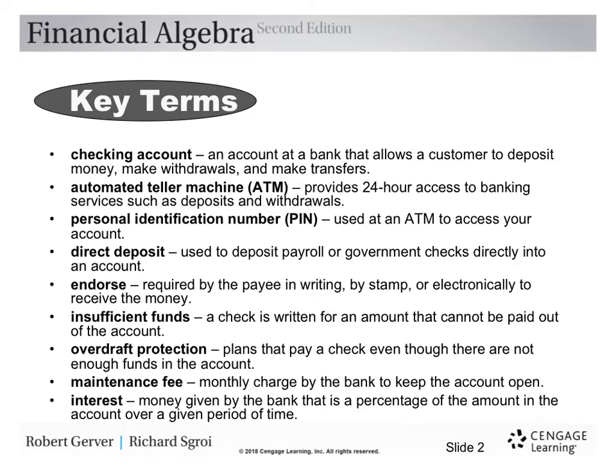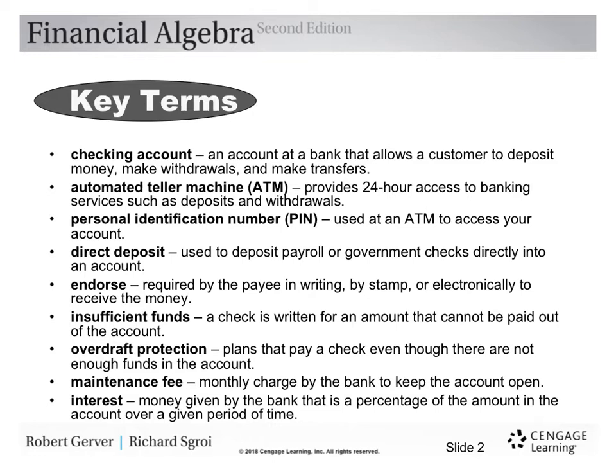Obviously, the first is a checking account, okay? A checking account is an account at a bank that allows a customer to deposit money, make withdrawals, and make transfers, okay? And you don't have to go to the bank to do all this stuff. You can do it externally. An ATM or automated teller machine provides 24-hour access to banking services such as deposits and withdrawals. And if you use the ATM, you're going to have a personal identification number or PIN to access your account.